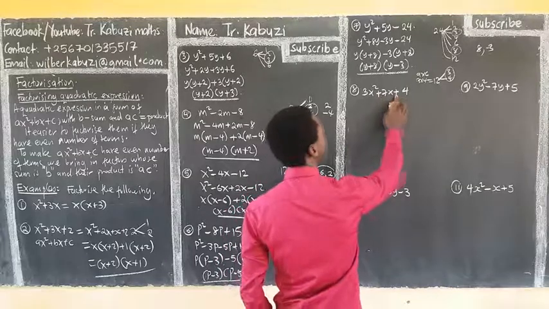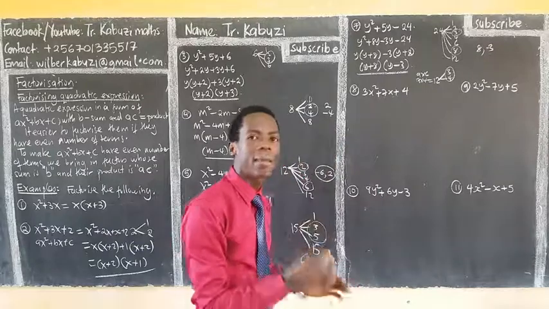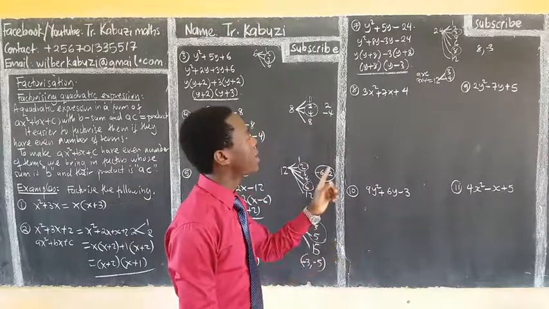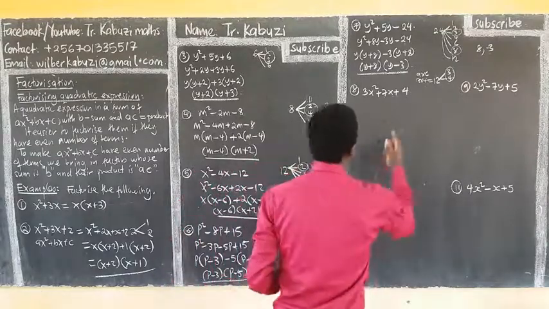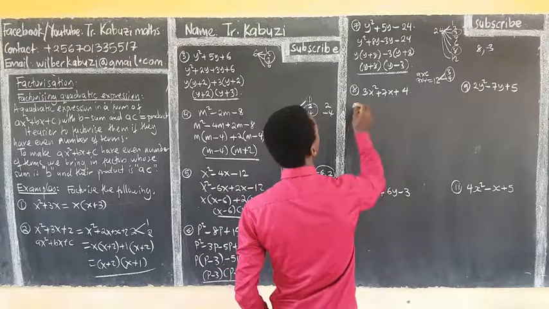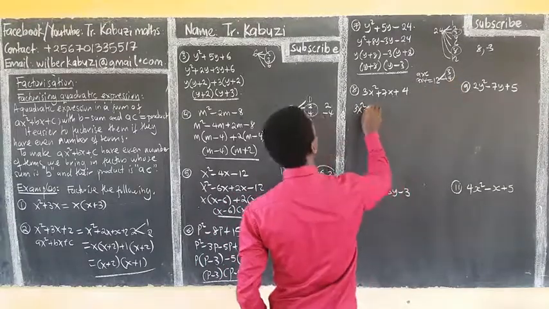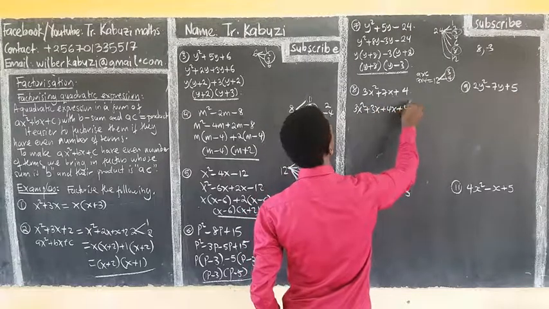The moment you say the product is positive, it means that they have same signs. The moment you say the product is negative, different signs. As simple as that. Look at this. Now this will be 3x squared. Attach x here, attach x here. Plus 3x plus 4x plus 4.